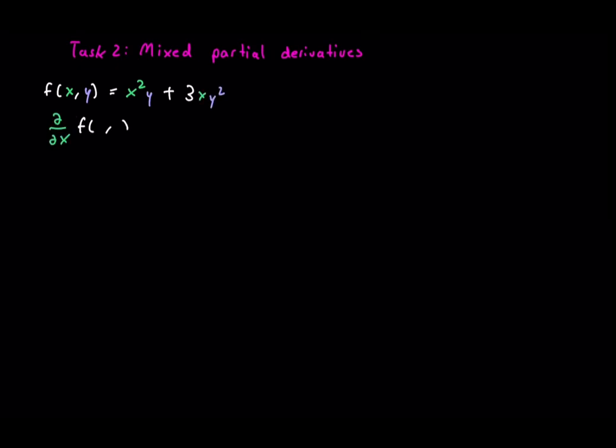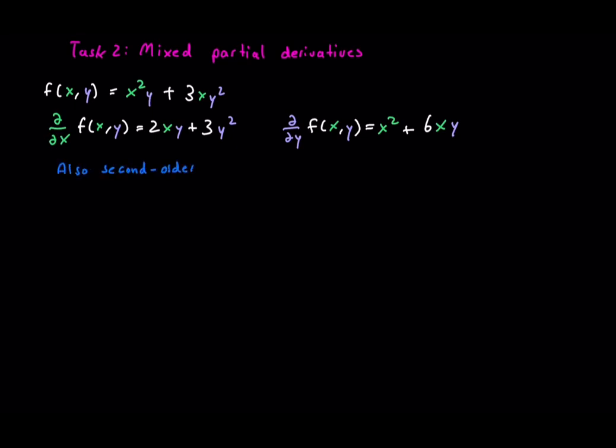A spicier example, f of x, y equals x squared y plus 3x y squared. Differentiate holding the other variable constant. With respect to x, 2xy plus 3y squared. With respect to y, x squared plus 6xy.